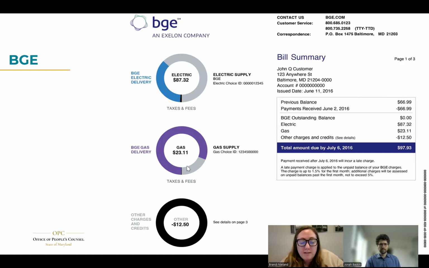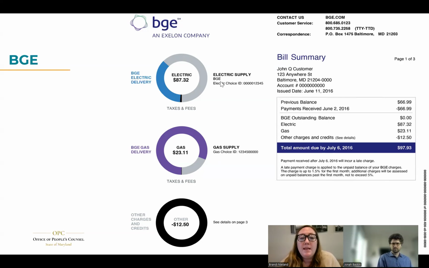Same thing goes for gas. Now, you might notice that the delivery portion is much higher. It sometimes can be about 2/3 of what the actual supply cost was. And so if you're thinking, could this be right? Unfortunately, it is. So just to be aware of.